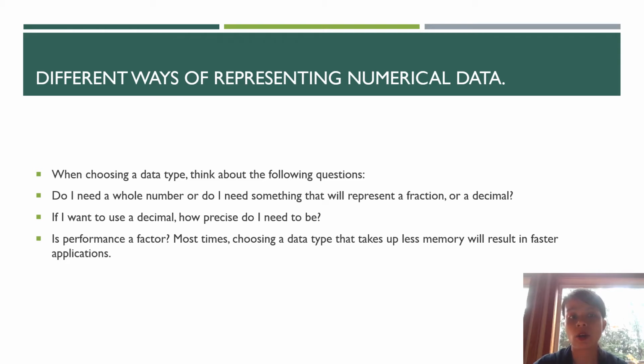Do I need a whole number, or do I need something that will represent a fraction or a decimal? If you want to use a decimal, how precise do you need to be? And is performance a factor? Most times, choosing a data type that takes up less memory is going to result in faster applications.